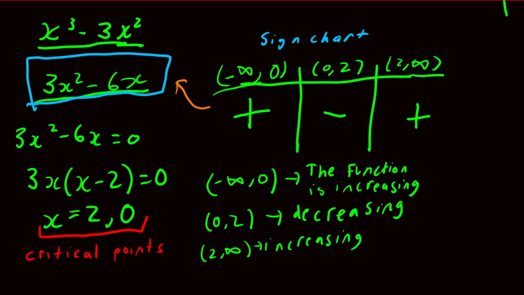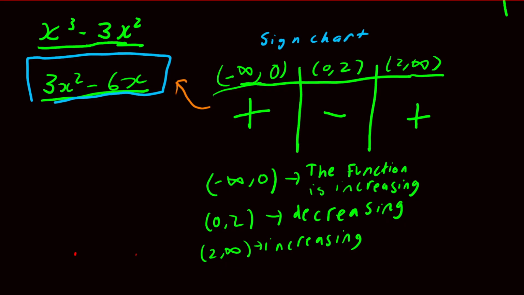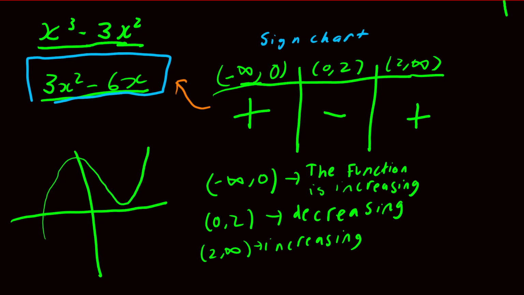Now, this is what's important. You can memorize how this goes, or let me just draw a quick little graph. Let me just erase this part right here. So if I draw a graph and say the derivative is positive here, and then it goes negative, and then it goes positive again, we can see that this point where it switched is a local maximum. And this point down here where it switched again is a local minimum.